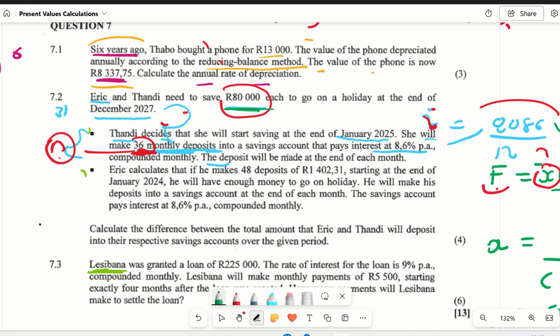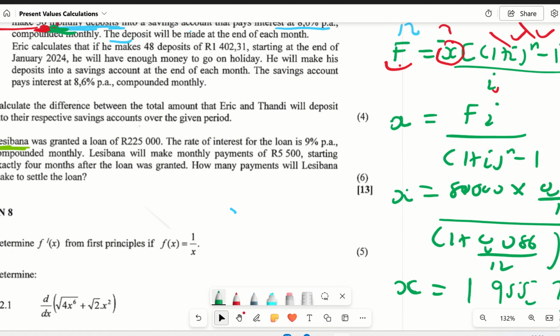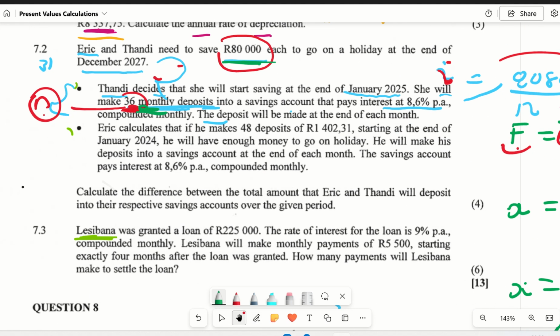So Tandy decides to start saving. She makes a monthly deposit for 36 months. So that's your N, and then here's your interest, and then your future value is 80,000. So that's our monthly payment Tandy is going to make. Now let's go to Eric.